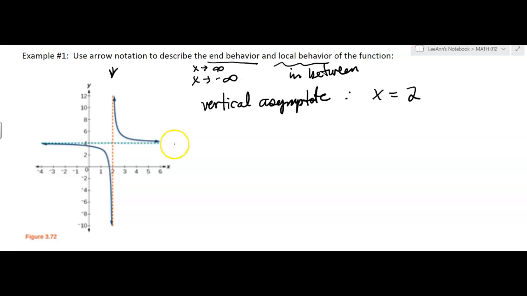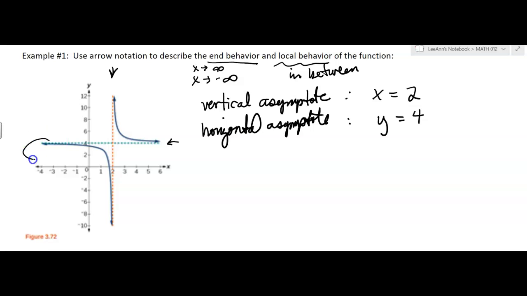And we also have a horizontal asymptote. It's that dotted kind of greenish line. Horizontal asymptote. And that's at y equals, looks like 4. Now, this didn't ask us to state the asymptotes, but in the future they may ask, so I just put that in. What they want us to use is the arrow notation to describe the end behavior.